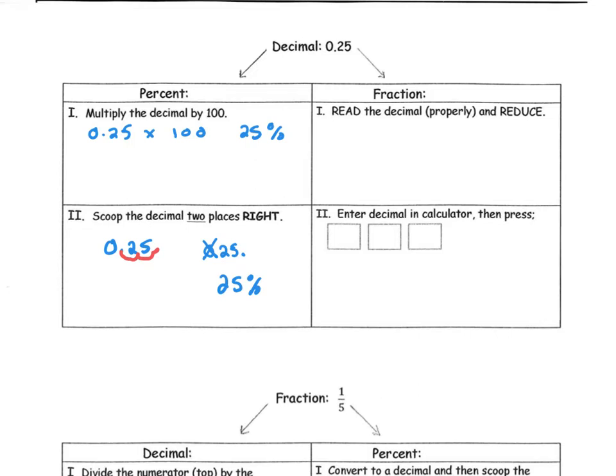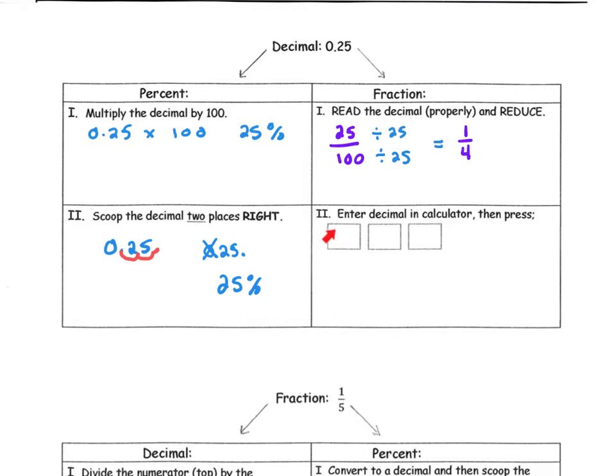So let's move on. We're going to try making it a fraction. And it says read the decimal properly and reduce. Well, 25 hundredths would be 25, and I just said hundredths, so I'm going to put 100. And then reduce it. And again, the greatest common factor, it turns out, is 25. However, if you divided by 5 and then divided by 5 again, we're still going to get the same answer. So 25 out of 100, if you think about money, would be 1/4.